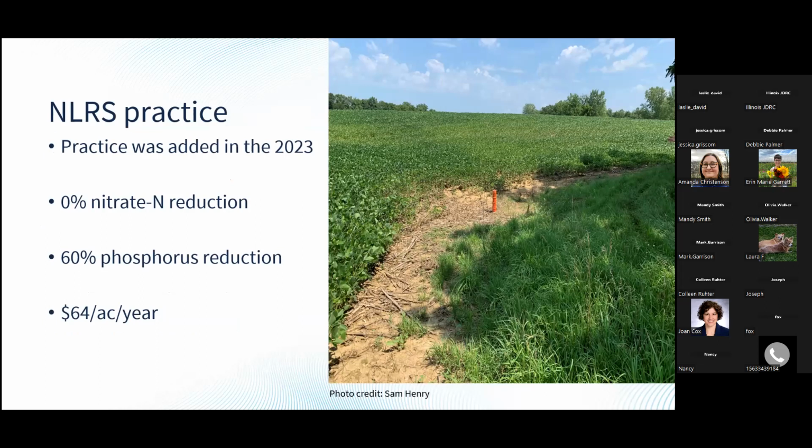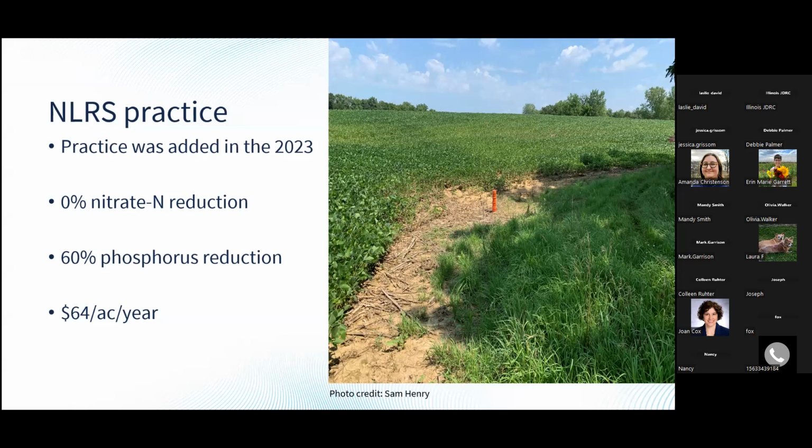So WASCOBs were a practice that were added in 2023 due to the inclusion of additional Illinois-based research. And this is a sediment control practice, and evidence is currently lacking for a nitrate nitrogen loss reduction efficiency value. So currently there is no nitrate reduction associated with WASCOBs, but there is a 60% phosphorus reduction, which is a mean value found in literature review.